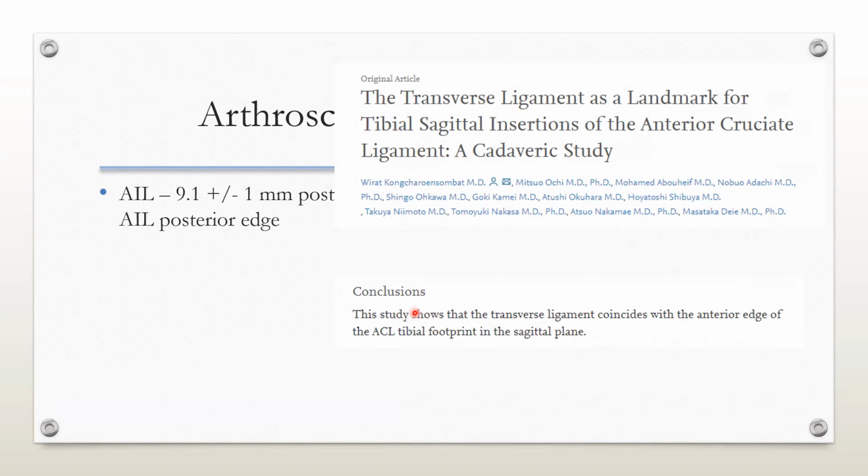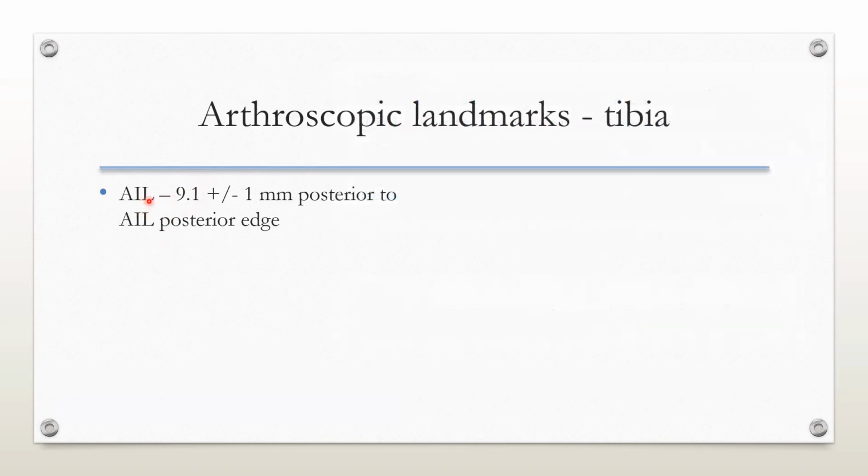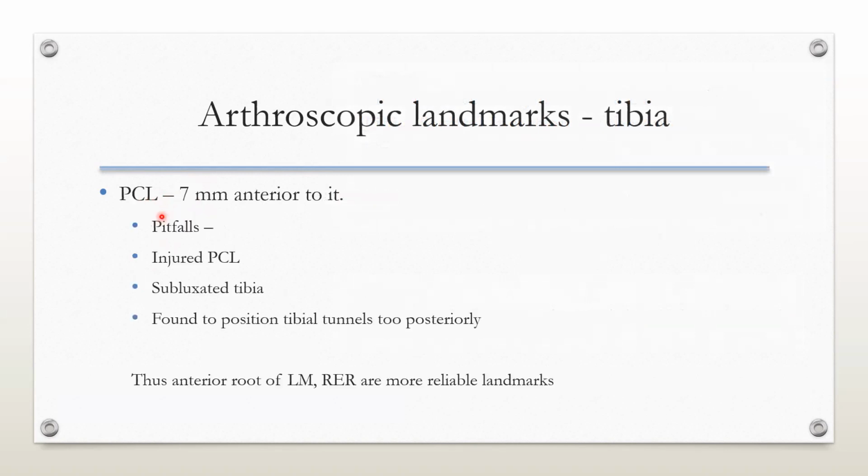The reference from the ACL ridge can be used with respect to the AAL as well, meaning the ACL center is located about 9 mm posterior to the anterior intermeniscal ligament. Yeah. So traditionally, the most commonly used reference point was the PCL. The practice was that the ACL footprint was taken 7 mm anterior to the PCL footprint.